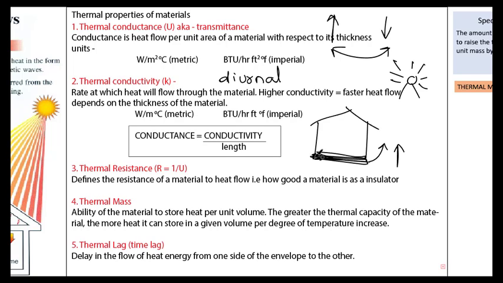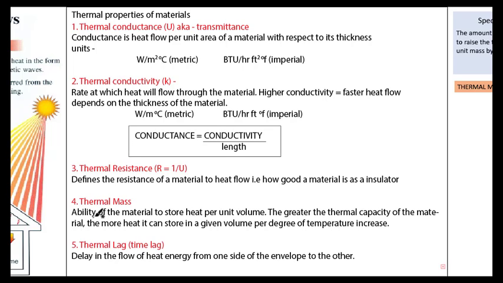So what this thermal mass will do is, when the solar radiation is falling on this floor, if it has high thermal mass, it will absorb more and more heat. During the daytime it will absorb heat, and when the sun sets, there is a temperature difference, and this stored heat is released inside. So at night time, when the temperatures are extremely low, we get heat out of it. This is how thermal mass works. Thermal mass is the ability of a material to store heat per unit volume. The greater the thermal capacity of the material, the more heat it can store in a given volume per degree of temperature increase. How good a thermal mass is depends on the material, and greater thermal capacity means it is a good thermal mass.